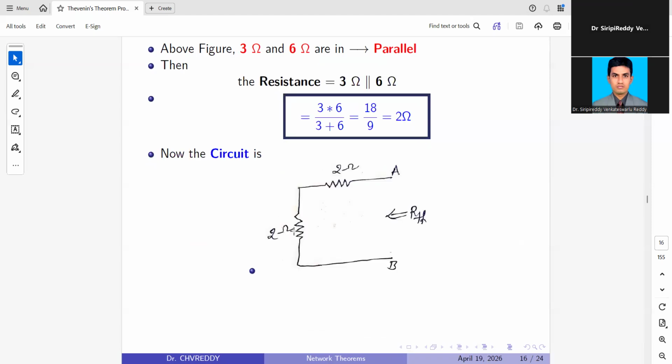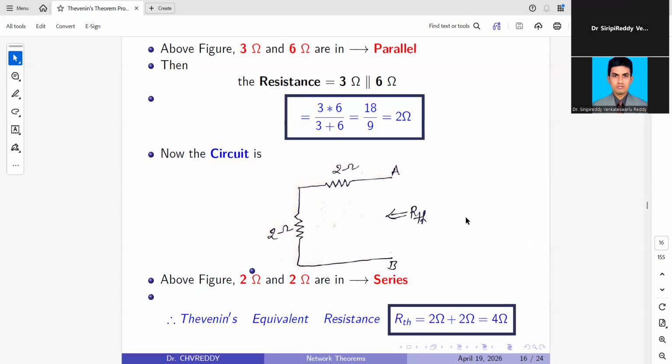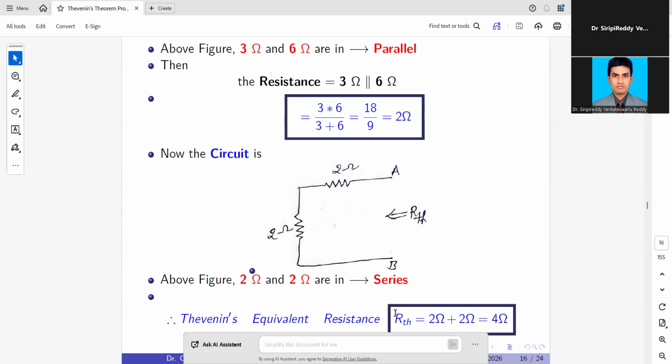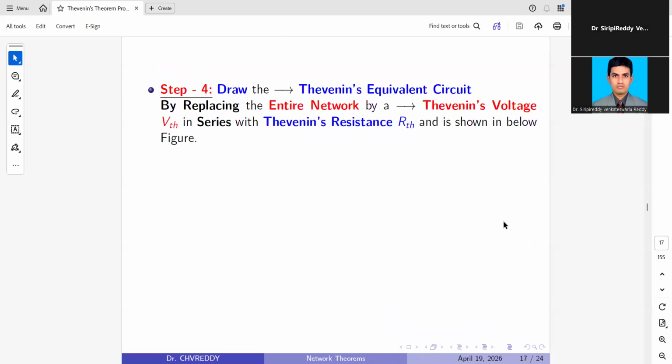So in this figure, 2 ohm and 2 ohm are in series. Now the Thevenin equivalent resistance, RTH equal to 2 plus 2 equal to 4 ohm. So now we know the Thevenin voltage as well as the Thevenin resistance. Once we know these, we can draw the equivalent circuit of Thevenin's theorem.